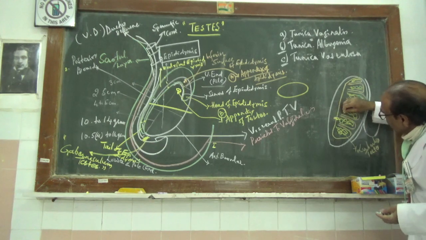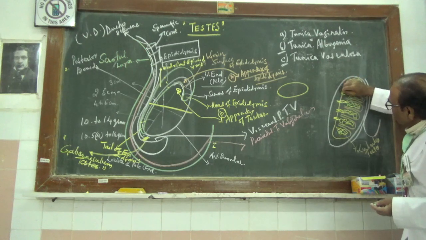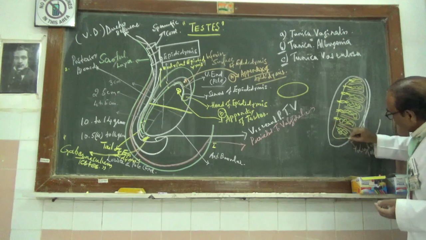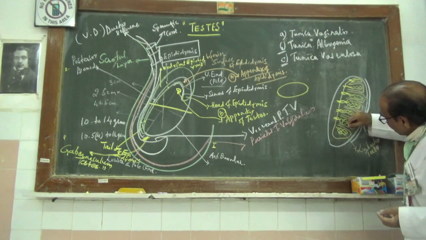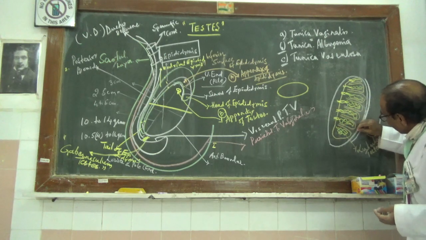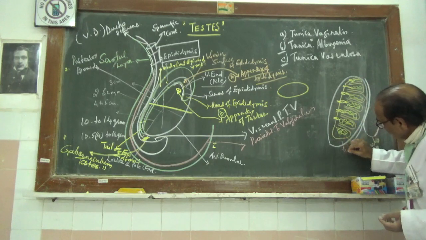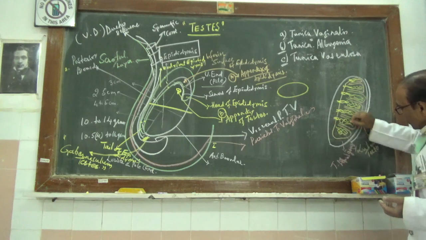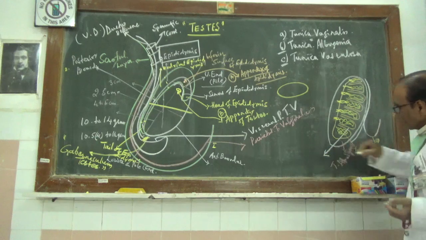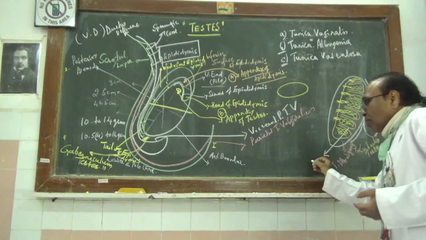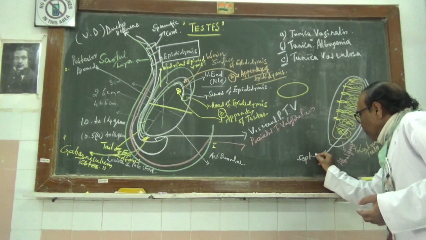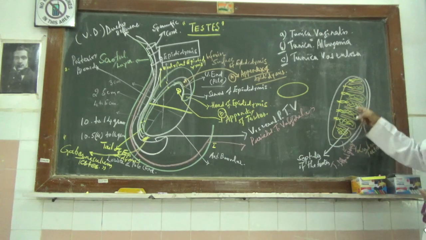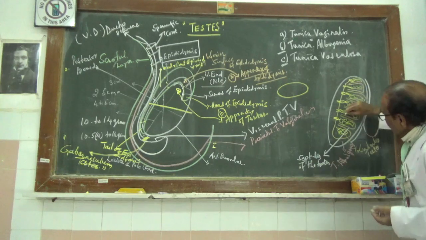they pierce the covering which is whitish. Now this whitish thing, along with all this, is the substance called the tunica albuginea. When this tunica albuginea is present in between two lobules of the testis, it is called the septum or septule of the testis.